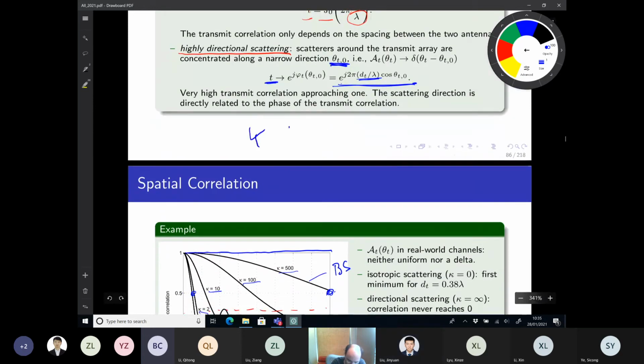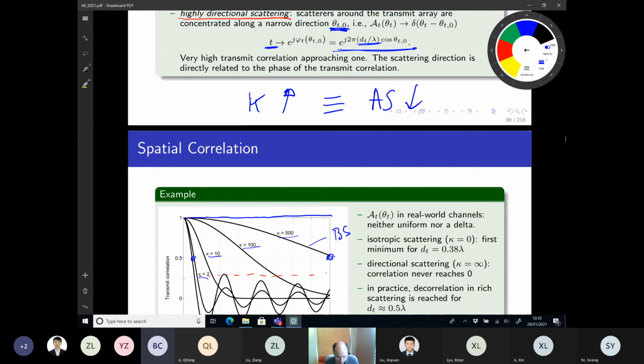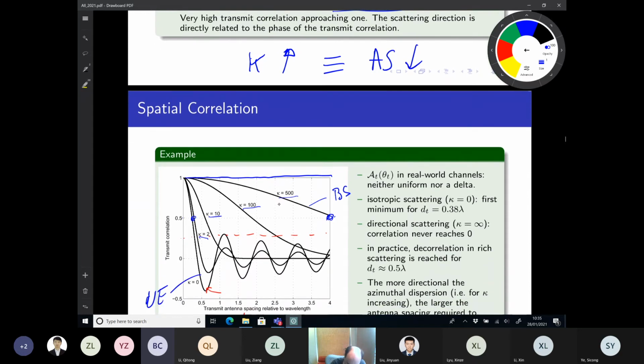So k increasing is equivalent to saying your angle spread decreases. K decreasing means your angle spread increases. Right. So here I can say this is small angle spread, and here this is large angle spread. Sorry if I said the opposite. I think you understand, right? Large angle spread is small k. Small angle spread is large k. Okay?